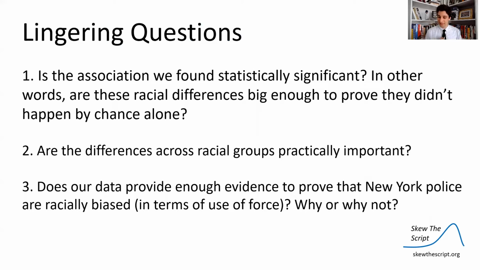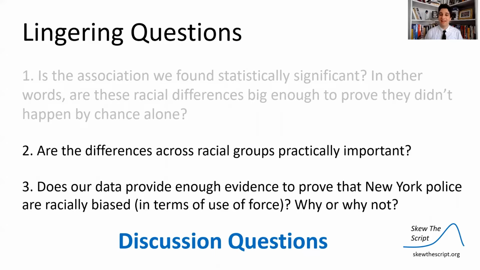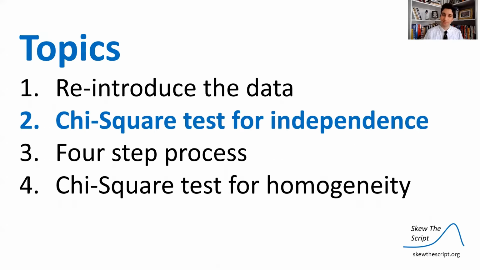So last time we looked at this data, we had some lingering questions, and we're going to try and answer those today. First, we're going to look at if the association that we found between police use of force and race is statistically significant, and then we're going to look at some discussion questions.